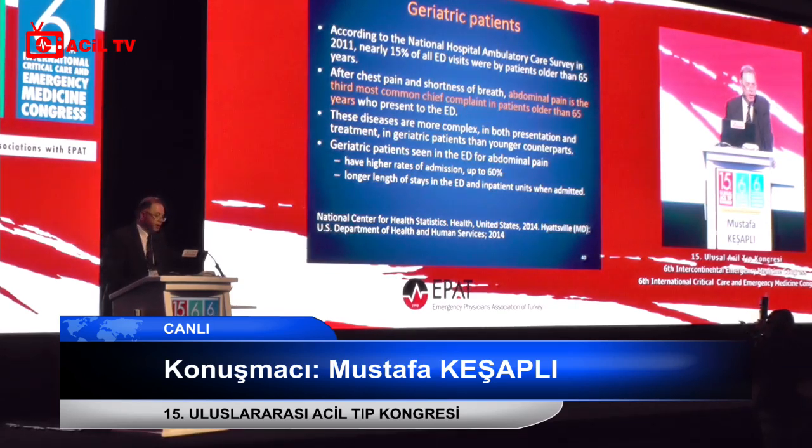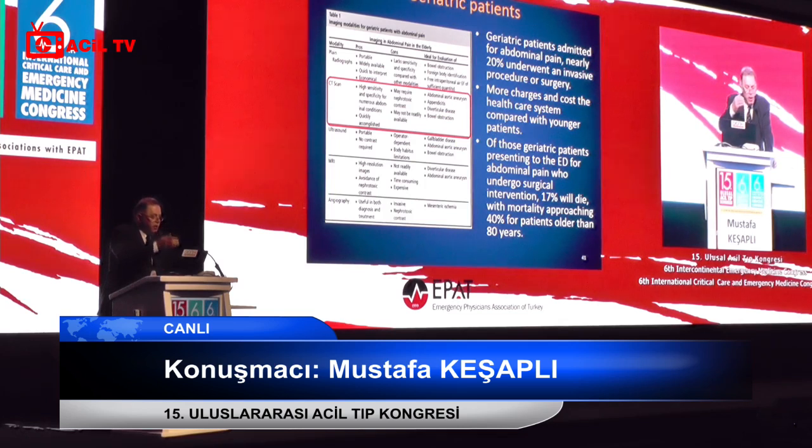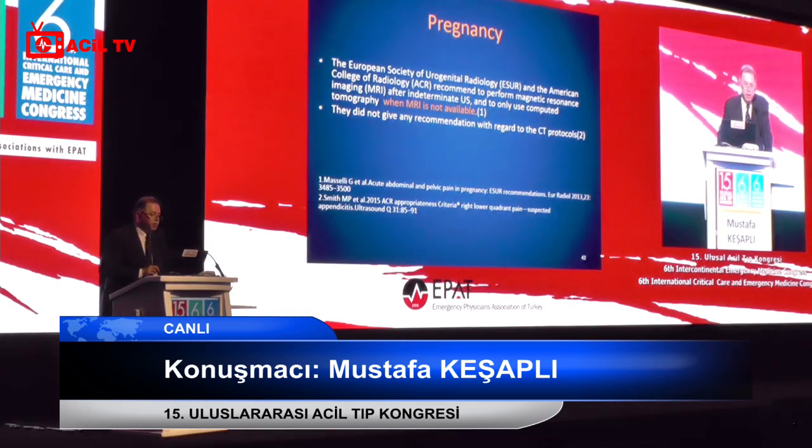So what about geriatric people? Geriatric people are almost 20-25% of our patients nowadays. Their complaints are chest pain, shortness of breath, and then the third one is abdominal pain. Their abdominal pain management is sometimes so difficult, not the same as younger people. Their admission rate is high, their surgical operation rate is high. Their mortality after age 80 almost goes to 40%, 50%. So we also have to use the gold standard for geriatric people.